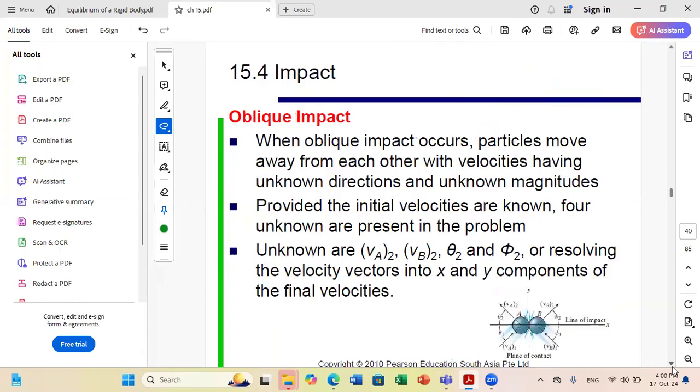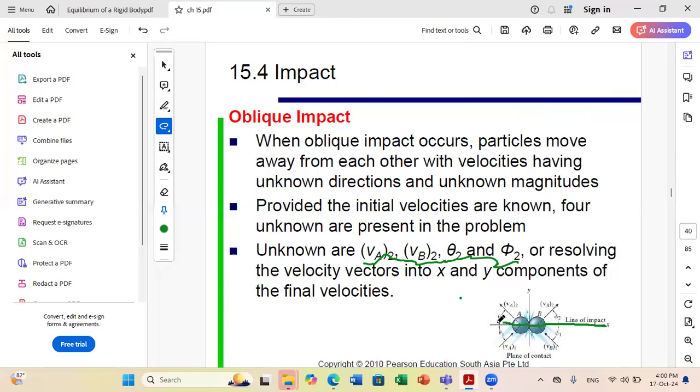So now let us consider the case of oblique impact. When oblique impact takes place, particles move away from each other with velocities having unknown directions and unknown magnitudes. So I end up with 4 unknowns here: VA2, VB2, which are the magnitudes, and the angles θ2 and phi2. Since I have 4 unknowns, I need 4 equations. What will be in general my 4 equations? If I know the line of impact, this will simplify my solution a lot.